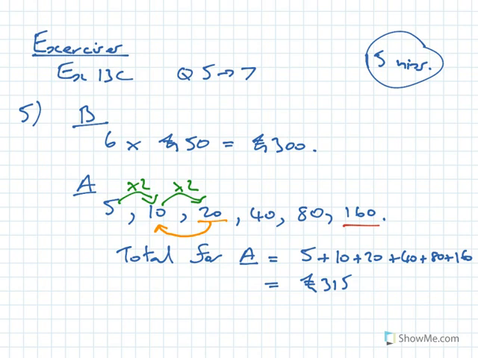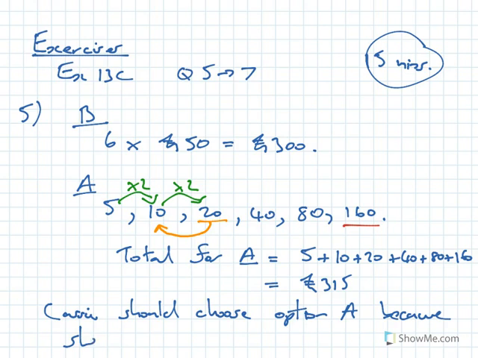So, we're probably finished. But hang on, let's just read the question again. It says, which option should Cassie choose? Give your reasons. So we've done all the maths, but now we need to do that communication mark again. So, Cassie should choose option A because she'll earn £15 more. And as simple as that.